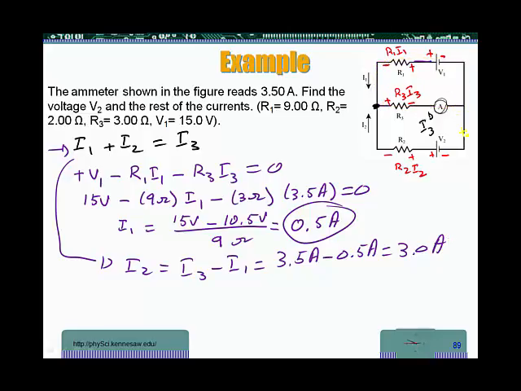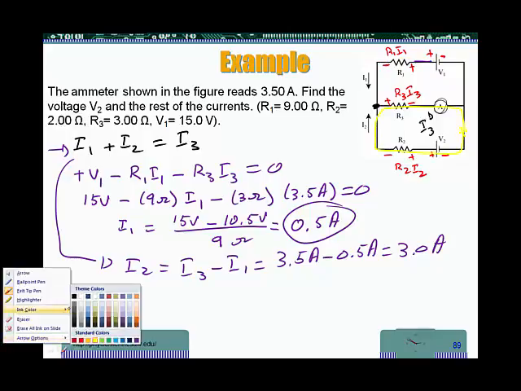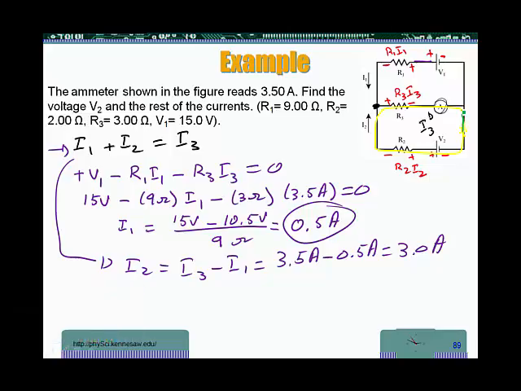Take this loop here. I'm going to start here, going around here, using color, green this time. So if we start here, we meet the minus of R3. So we have an increase in electrical potential, R3 I3. And then we come here, an increase in the voltage again, since we meet the minus of R2, so it's plus R2 I2. And then we have a drop in electrical potential because we meet the plus of V2, so it's minus V2. And then we are back where we started, so that's equal to 0.